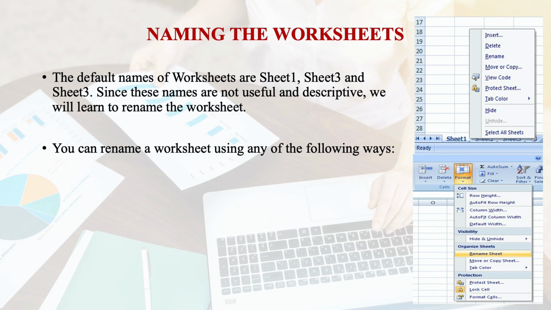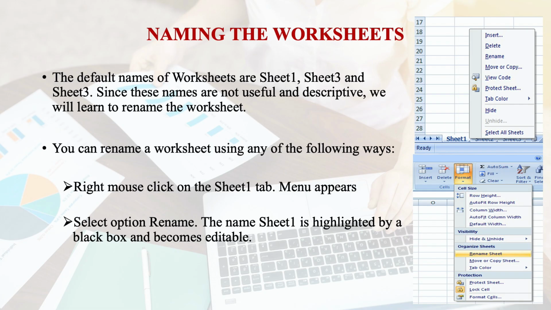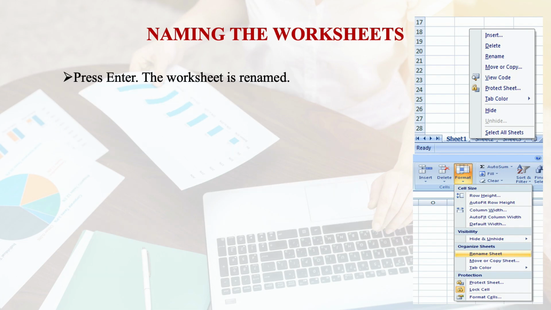So first and foremost is renaming. To rename a worksheet, you select the worksheet and just right click. The moment you right click, you will see the Rename option appear, and you select the Rename option, and the sheet name will be highlighted, and you can change the name as per your requirement.